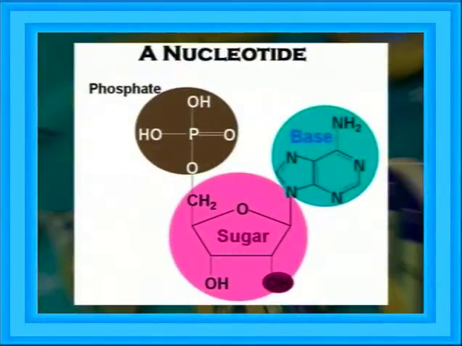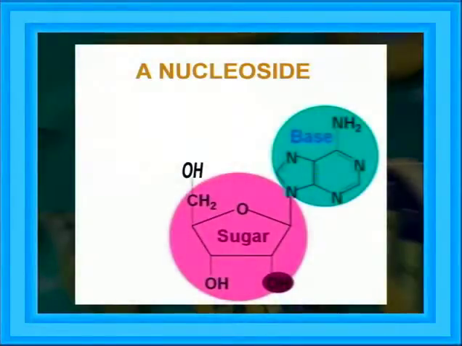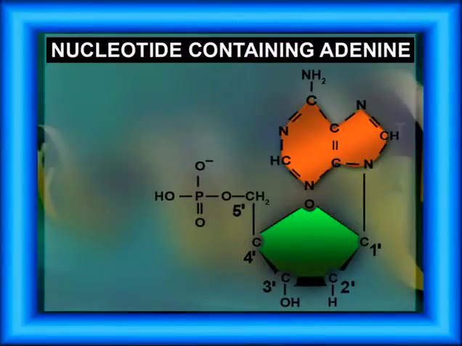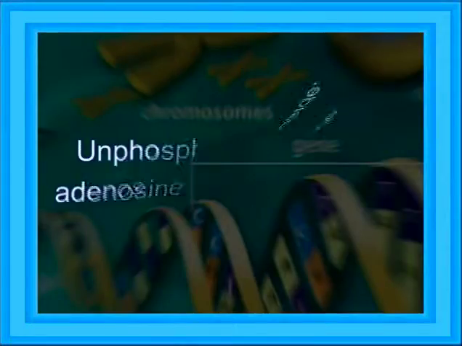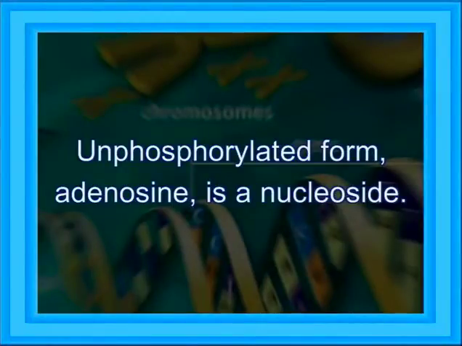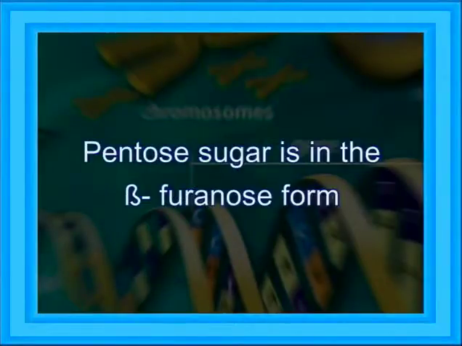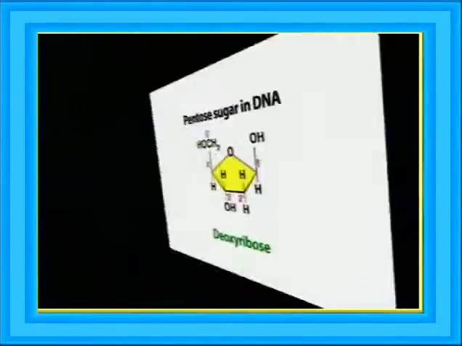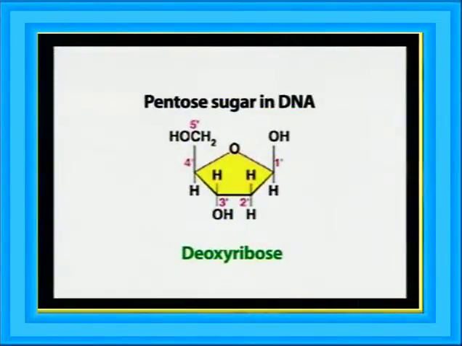Nucleotides are composed of a pentose sugar, a weak base, and at least one phosphoryl group. Such a structure without a phosphoryl group is called a nucleoside. Thus, ATP and AMP are nucleotides, whereas the unphosphorylated form adenosine is a nucleoside. In nucleotides, the pentose sugar is in the beta-furanose form, that is, in a closed 5-member ring.